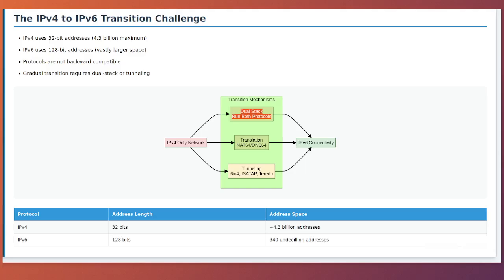Several transition mechanisms were developed to ease this migration. These include dual-stack operation where hosts run both IPv4 and IPv6 simultaneously, translation mechanisms like NAT64 that convert between the protocols, and tunneling mechanisms that encapsulate one protocol inside the other. ISATAP falls into this last category. It allows IPv6 traffic to traverse IPv4-only network infrastructure by wrapping IPv6 packets inside IPv4 packets. The receiving end then unwraps the IPv6 packet and processes it normally.